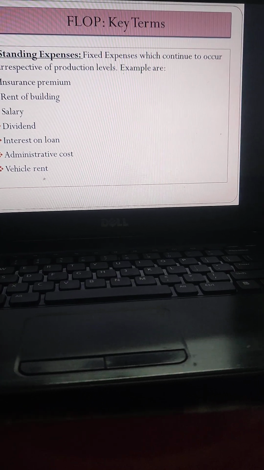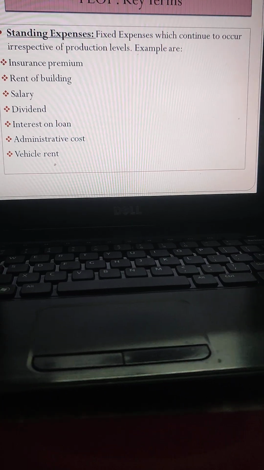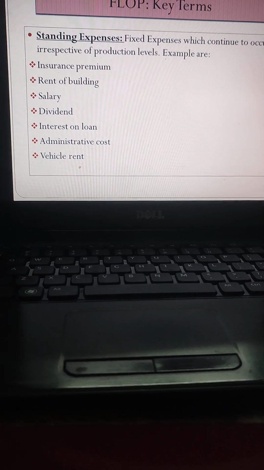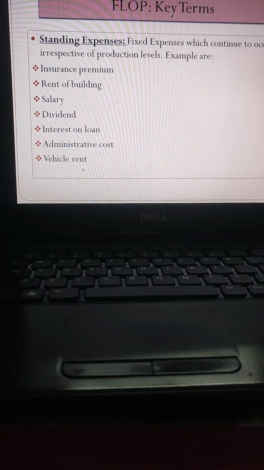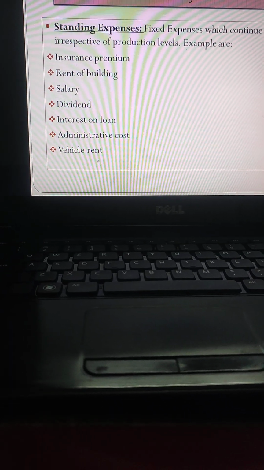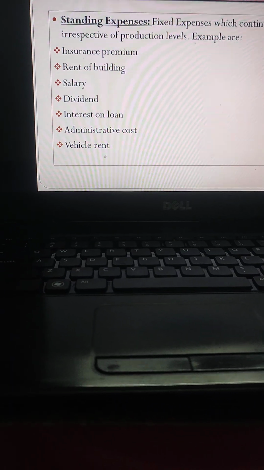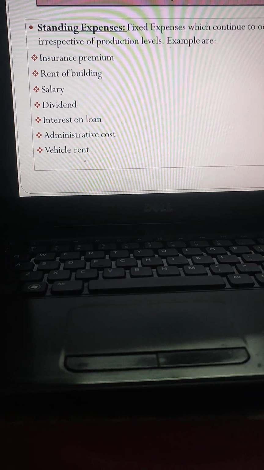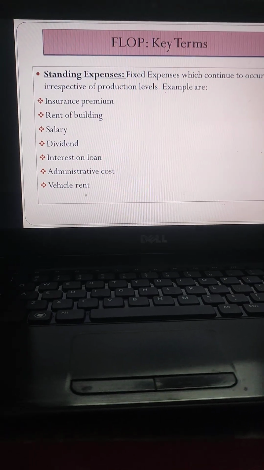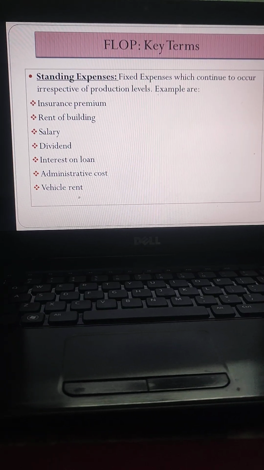Certain other key terms are important like standing expenses. So fixed expenses which continue to occur irrespective of production levels. Examples are insurance premium, rent of building, salary, dividend, interest on loan, administrative cost, vehicle rent. They all are covered under the standing expenses.